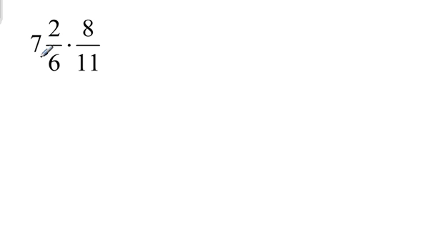So the first step is to change the mixed number to an improper fraction. So 6 times 7 is 42, and you add the numerator, and that gives you 44 over 6. And you leave 8 over 11 the same.